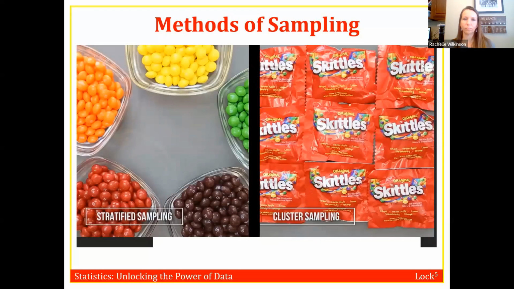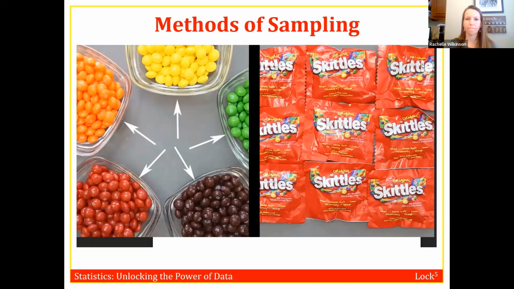Clusters are different from strata. In a strata, individuals in the strata were the same, but strata were different from each other. Clusters are the reverse. Individuals in the cluster may be different, but clusters are similar to each other.